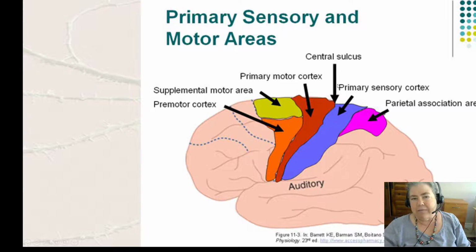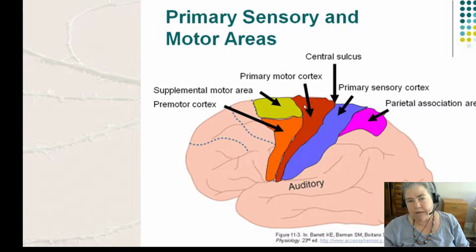You can see it. There are a lot of connections between the primary motor cortex and other parts of the frontal lobe that are involved in movement. So there's something called the premotor cortex and the supplemental motor area, and all of these are involved in planning and coordinating and organizing a voluntary movement, but the movement itself is generated here in the primary motor cortex.